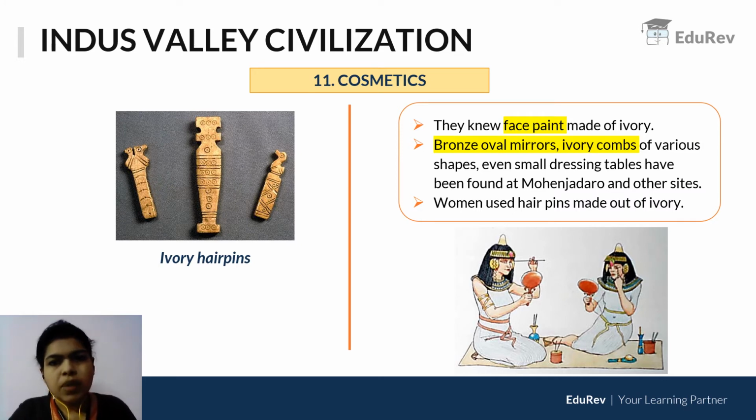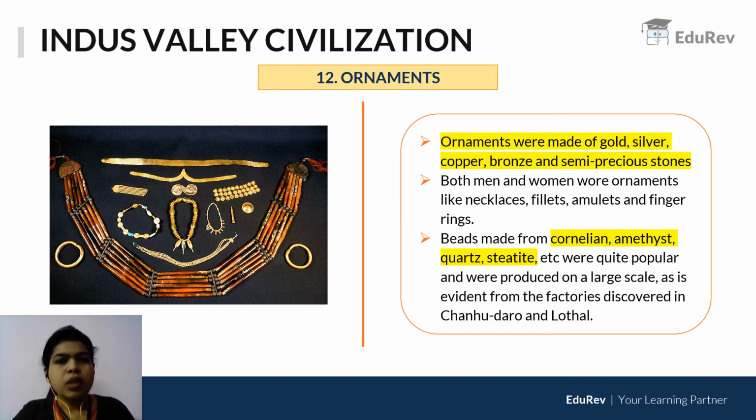And coming to cosmetics, they knew the face paint, and they used bronze opal mirrors, ivory combs, and ivory hairpins. These were all used by women of that time. And coming to the ornaments, ornaments were made of gold, silver, copper, bronze, and semi-precious stones. These ornaments were worn by both men and women equally. Both men and women wore ornaments like necklaces, fillets, amulets, and finger rings.